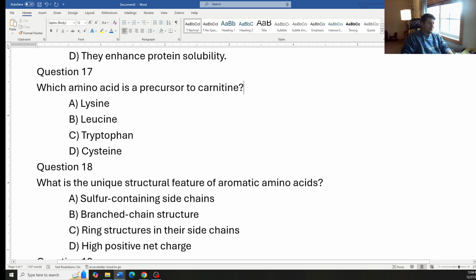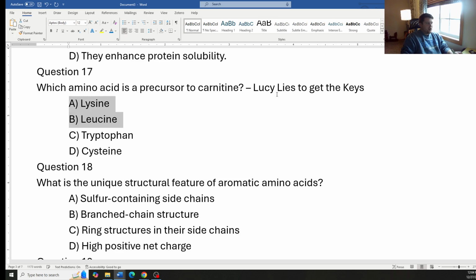Let me read the whole question. Which amino acid is a precursor to carnitine? Lysine, leucine, tryptophan, or cysteine. We're going to be talking about a ketogenic amino acid. So Lucy lies to get the keys. Immediately our answer choices are between lysine and leucine. We have a 50-50 chance. We just want to remember lysine is our precursor to carnitine.